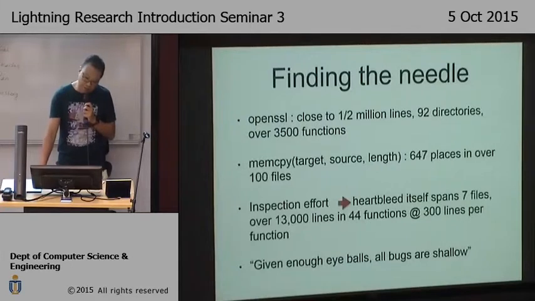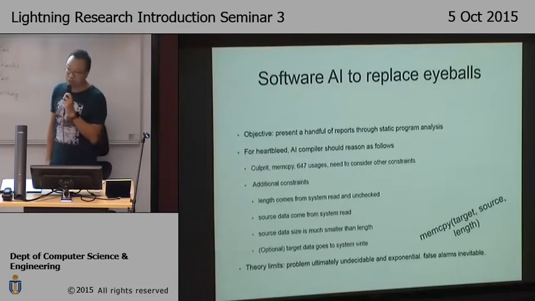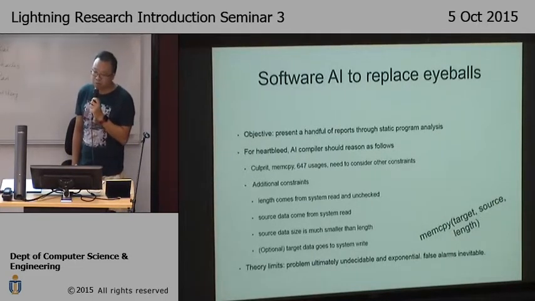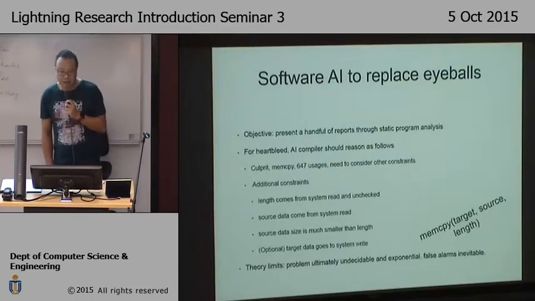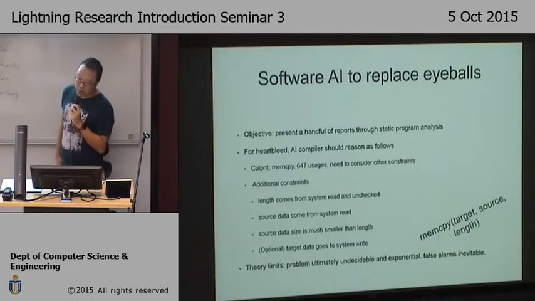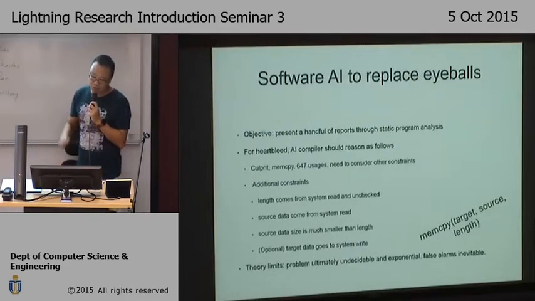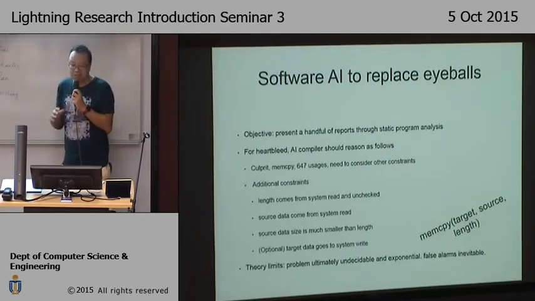Linus says, given enough eyeballs, all bugs are shallow. And I personally don't believe that. Our research is trying to use software AI to replace the eyeballs, and our objective is to produce very few reports through static program analysis. You can think of it as a compiler that is very smart.